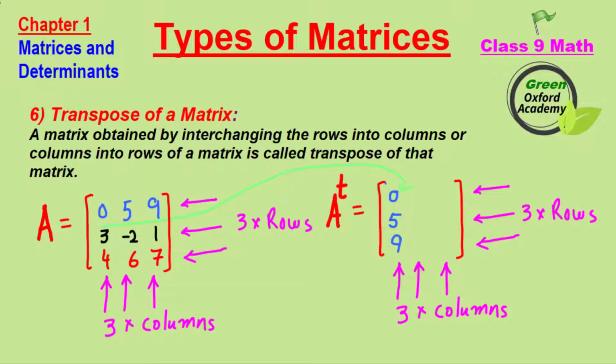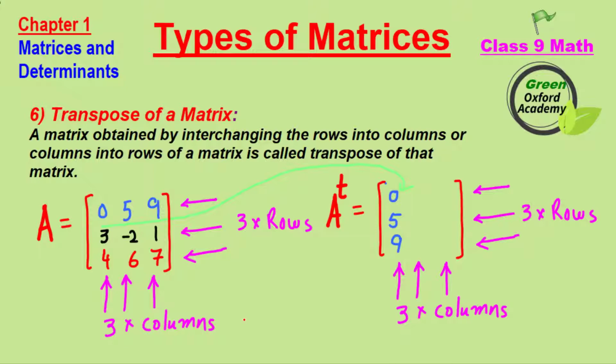Now let's talk about the transpose of a matrix. What is the transpose of a matrix? A transpose of a matrix can be obtained by interchanging the rows of a matrix into columns, or the columns into rows. Let's have an example of a matrix A.